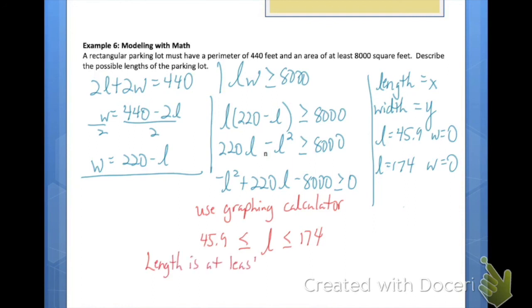So our length needs to be at least about 49.5 feet and less than or equal to 174. So 174 feet at the most. So that's a real life application of solving a quadratic inequality, finding that interval of values that meet that situation. All right, this concludes the notes for quadratic inequalities, all sorts of them.